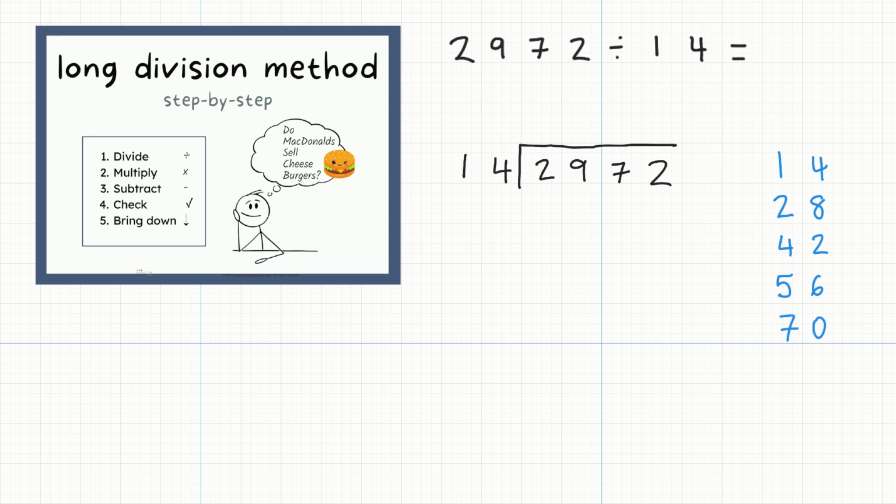I'm ready for step 1, and that is to divide. Can I divide 2 by 14? No. So I'm going to put 0 above the 2 and move along to the next digit. So now I am looking at this as 29. Now 29, I can definitely divide by 14. So I'm going to look at my list and I can see that 2 lots of 14 are 28.